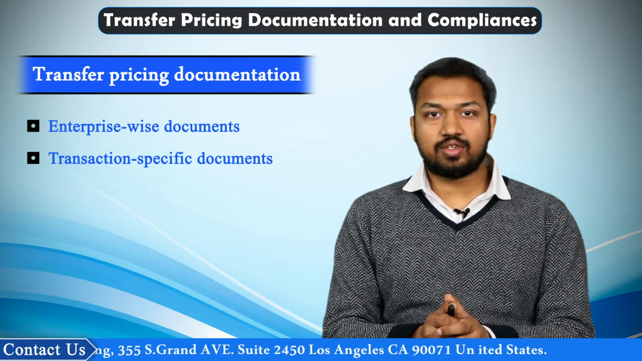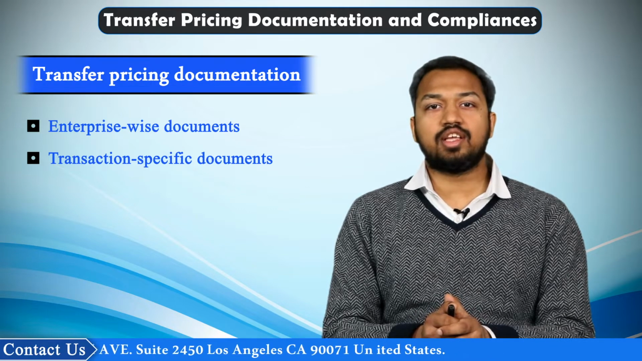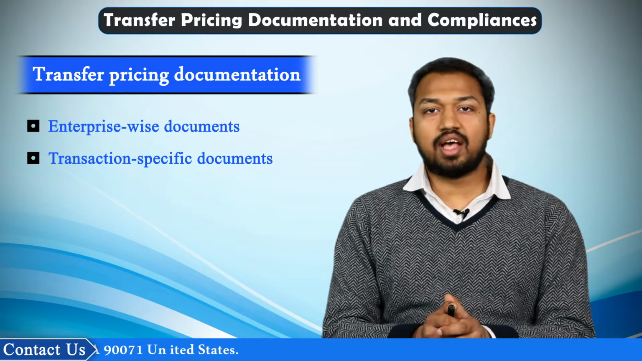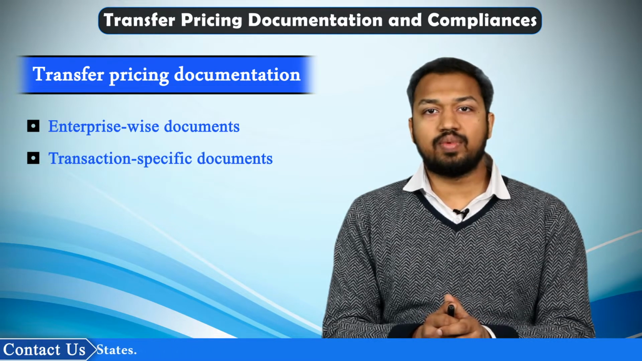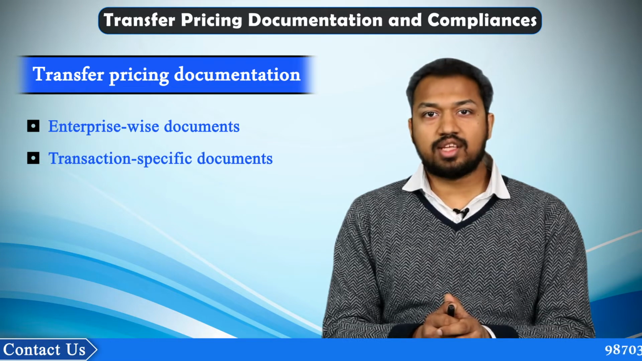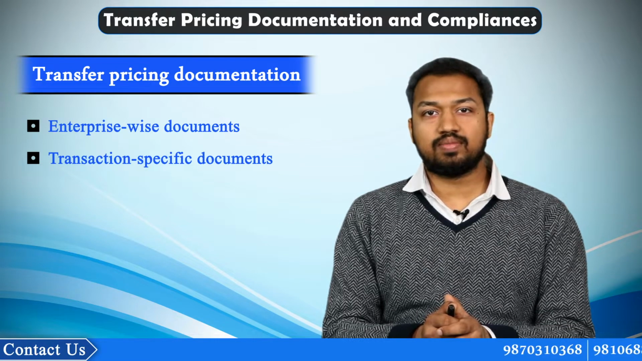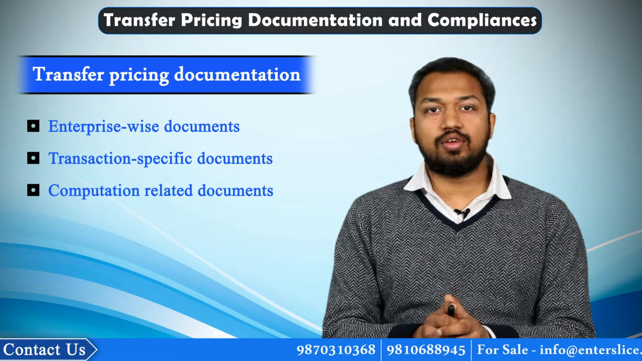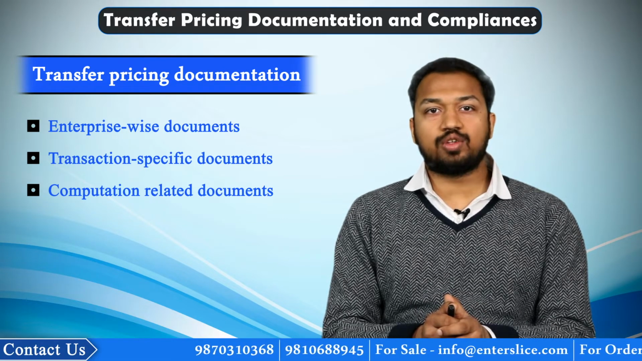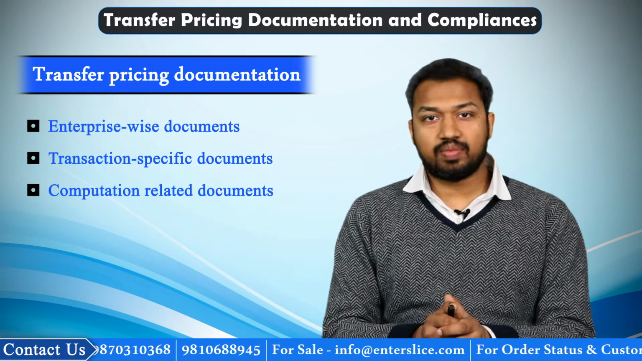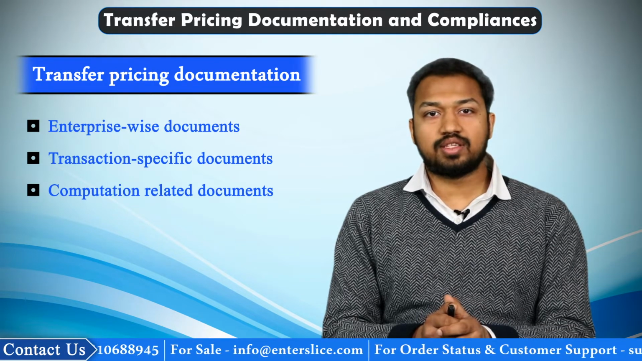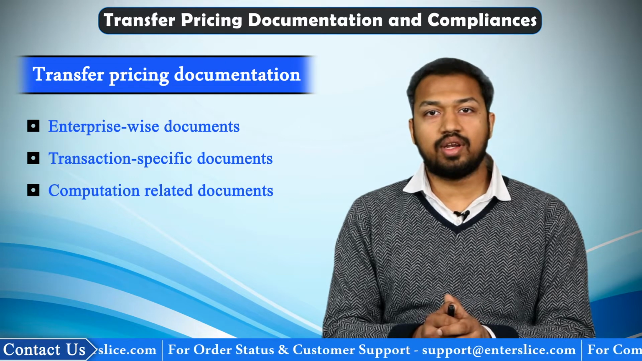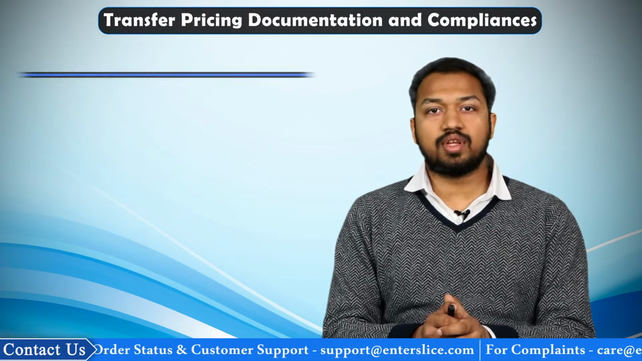It contains details on each transaction such as the nature and terms of the contract, an explanation of the functions performed, the assets used, and the risks assumed by each party to the transaction, as well as the economic and market analysis. 3. Computation-related documents that describe and outline the methodologies used as well as the actual working assumptions, principles, and changes made to transfer pricing, as well as any other relevant information, data, or document that was used to determine the arm's length price.